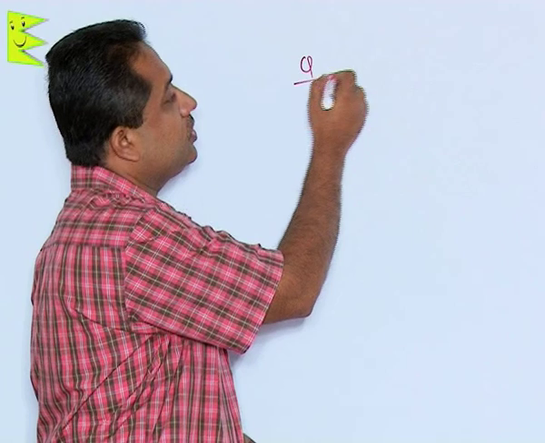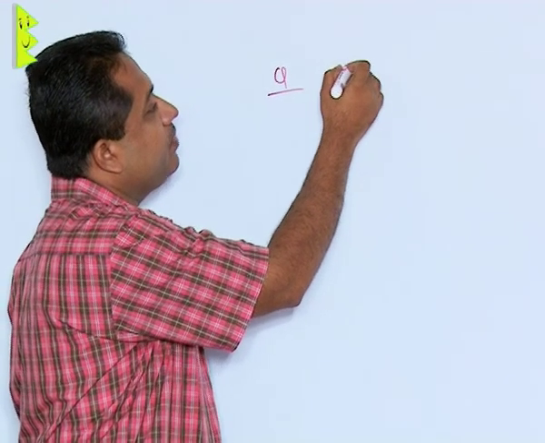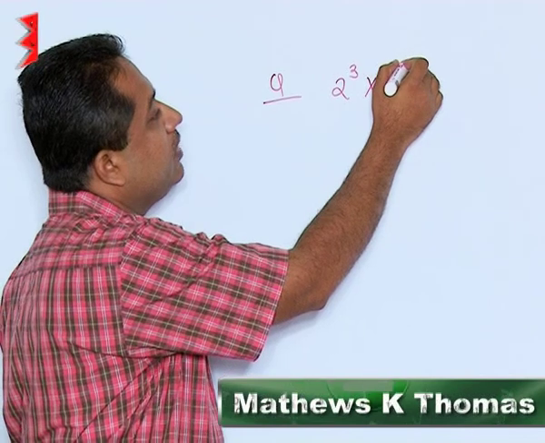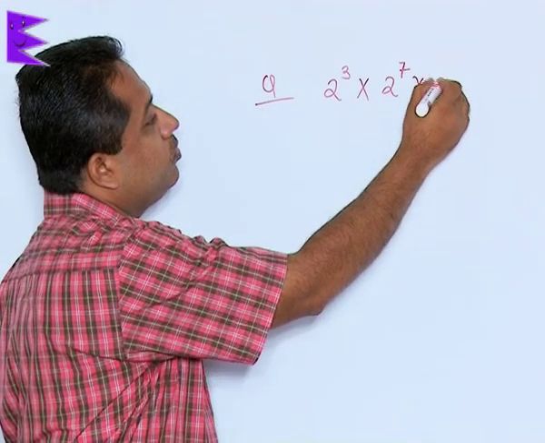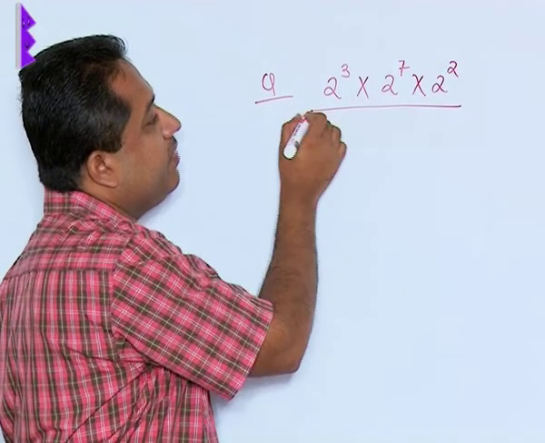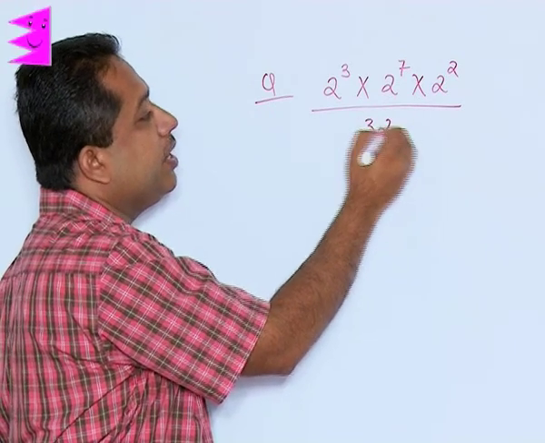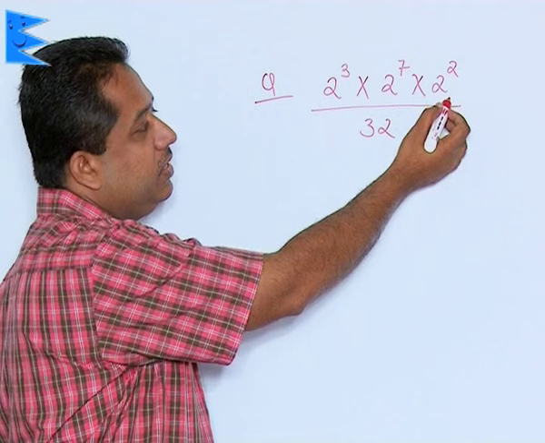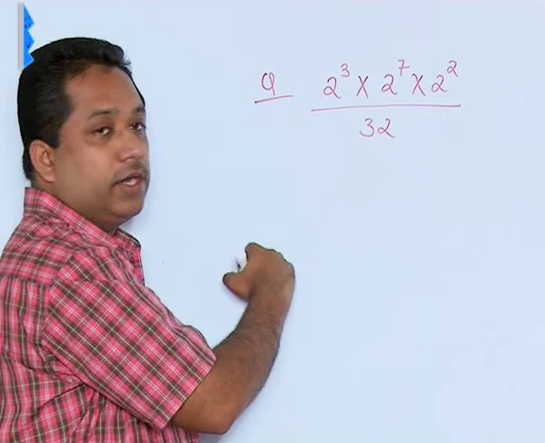Now let us consider some more questions where the laws of exponents are used. Let's say we are having a sum here, 2 cube into 2 to the power 7 into 2 to the power 2 divided by 32. Now this is a question, 2 cube into 2 to the power 7 into 2 square divided by 32.